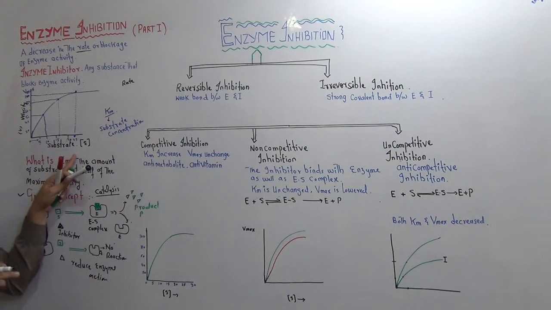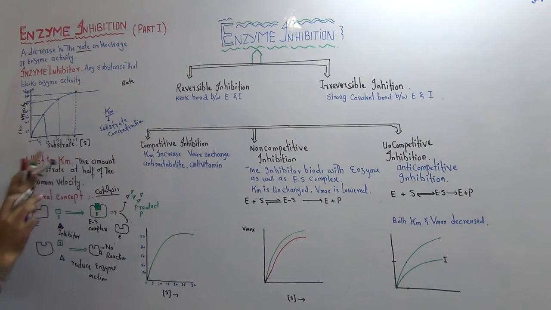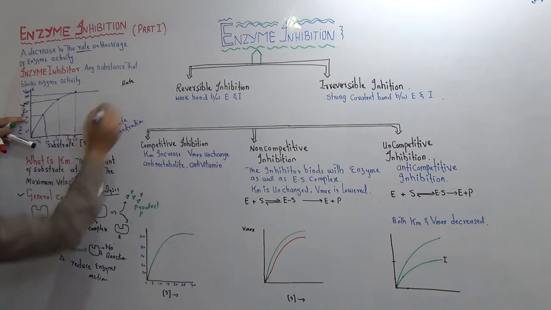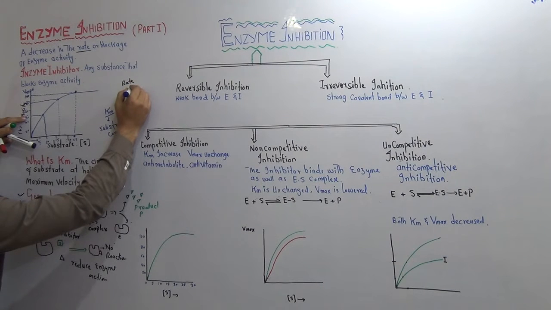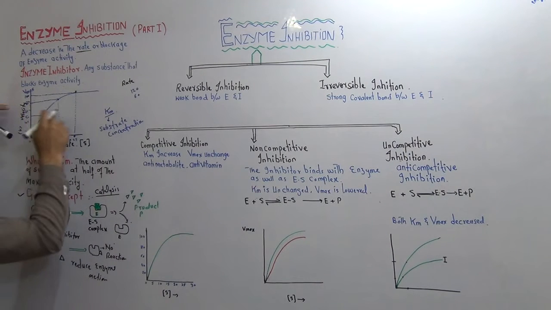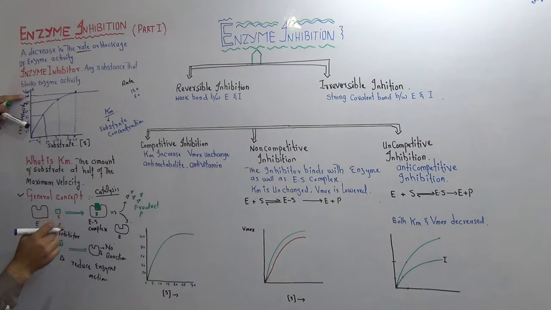That concentration at which the speed is half of the maximum. Look, if the speed is 100, what will be the half of the 100? The half of the 100 will be 50. If the speed is 120, the half will be 60. So in this graph, the speed is 100, its half will be 50.